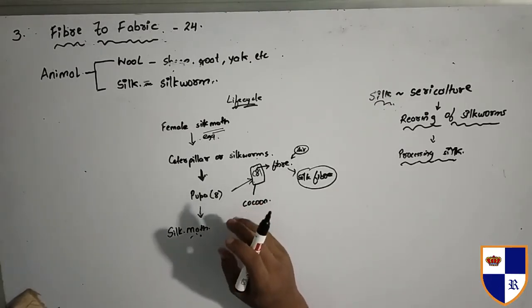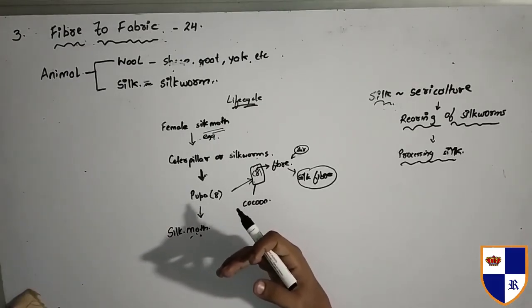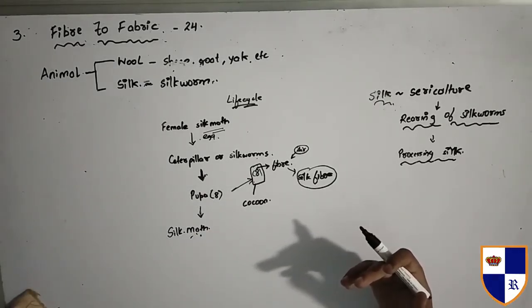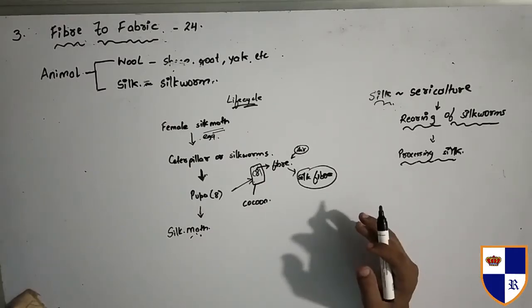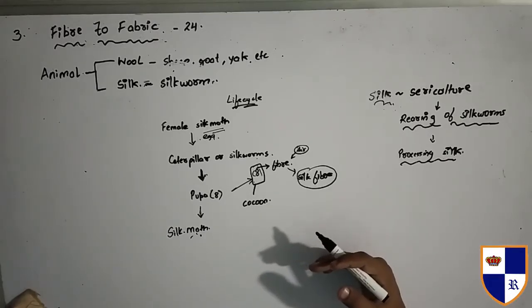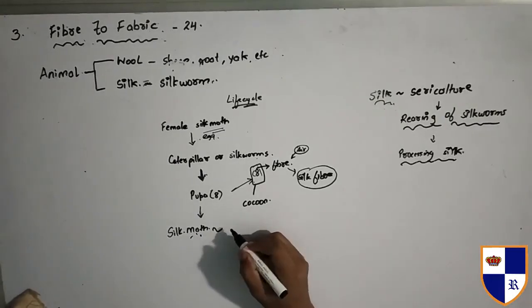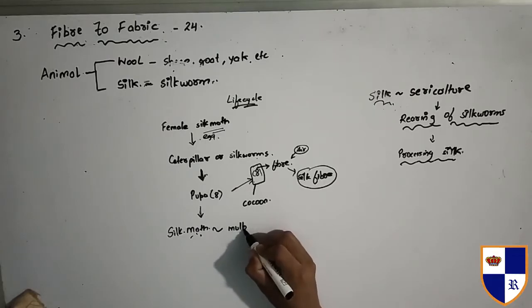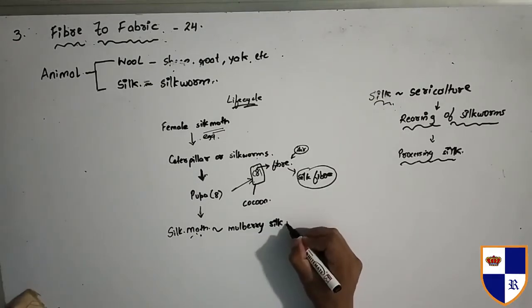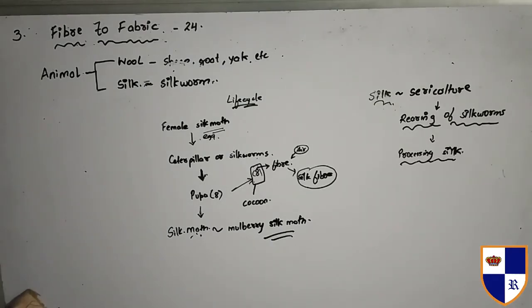Depending upon the kind of silk moth, there are different kinds of silk, and the silk we obtain will have different textures: the softness, the hardness, the smoothness, the roughness of the silk. The most common silk moth that we find is the mulberry silk moth. Remember this one.